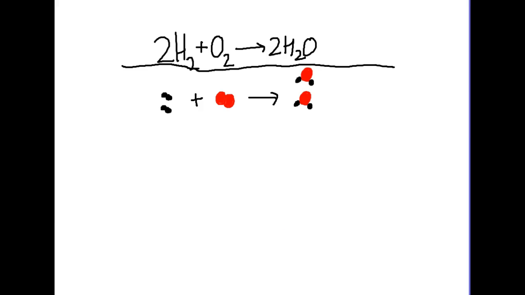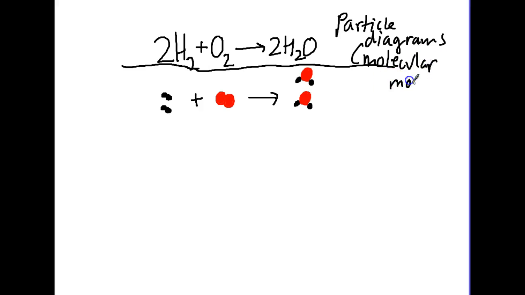However, what the AP curriculum likes to test a lot more are things called particle diagrams. Particle diagrams, also called molecular models, basically show what is happening with the atoms and molecules if we zoomed in on them and looked at them in 3 dimensions. So here we have our chemical equation that we've been dealing with. 2 moles of hydrogen react with 1 mole of oxygen to make 2 moles of water. What would that actually look like if the molecules were reacting?